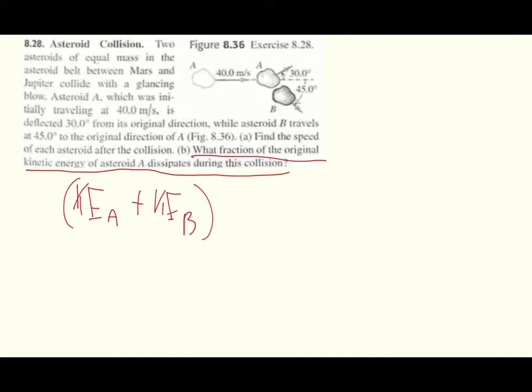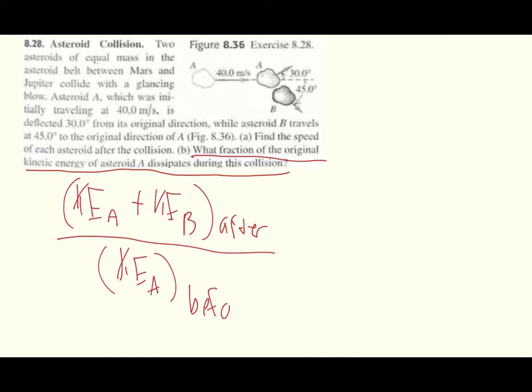Part B asks us to find the fraction of the original kinetic energy of asteroid A that dissipates during the collision. We can find the fraction of the original energy that remains, then take 1 minus that. The fraction would be the kinetic energy of A plus the kinetic energy of B, both after, divided by the kinetic energy of A before. I didn't include B before because B didn't have any kinetic energy.